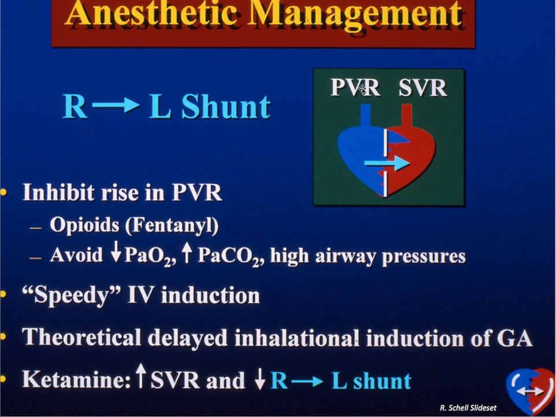So inhibit the rise in pulmonary vascular resistance. Opioids like fentanyl do that quite well. We want to avoid hypoxia, hypercarbia, high airway pressures, all things that increase pulmonary vascular resistance.